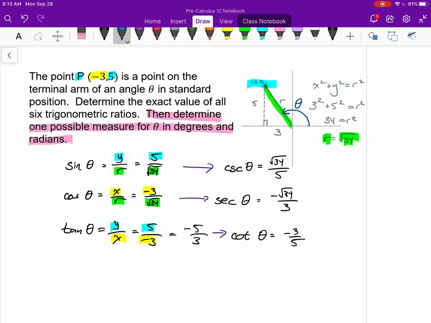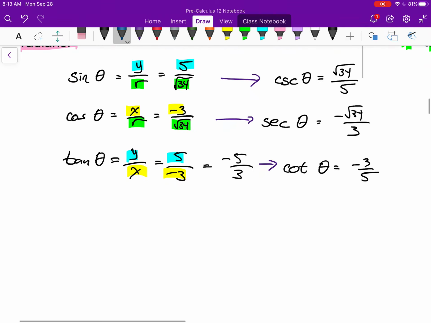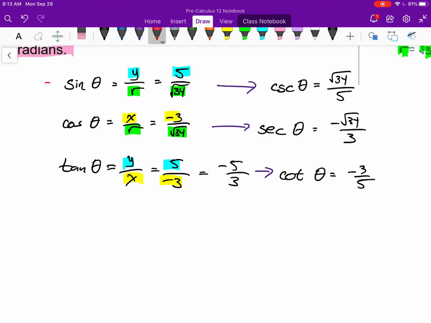But what is that angle? Well, one thing we could be tempted to do is to use any of our trig functions here backwards, because we know the output, we want to find the input. So let's try with cosine. Sorry, sine. Let's try sine first. Let's find the inverse sine of 5 over root 34.